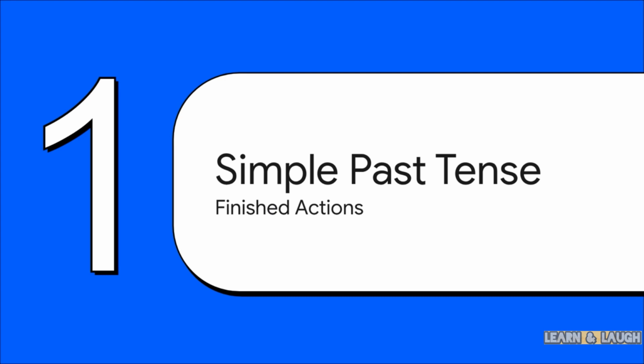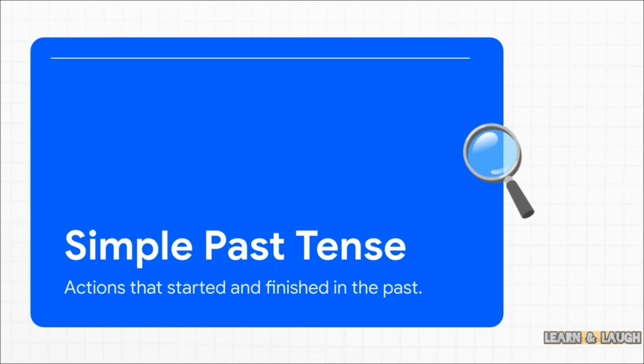All right, let's kick things off with section 1, the simple past tense, which is all about finished actions. So, we use the simple past tense to talk about actions that both started and finished in the past. The absolutely crucial point to remember here is completion. These are things that are 100% done. They are securely locked away in the past.